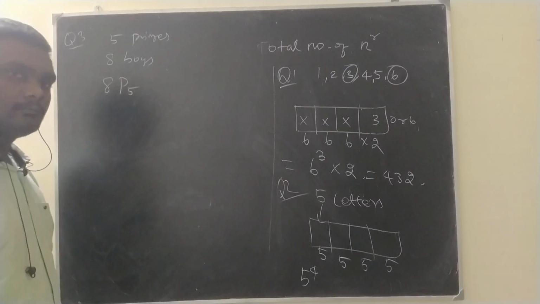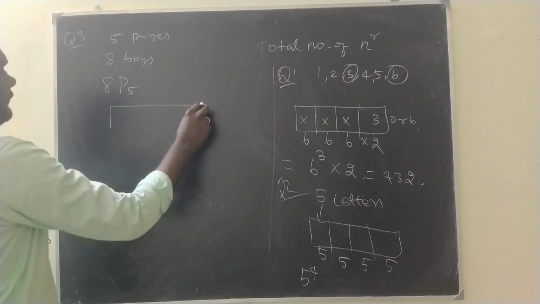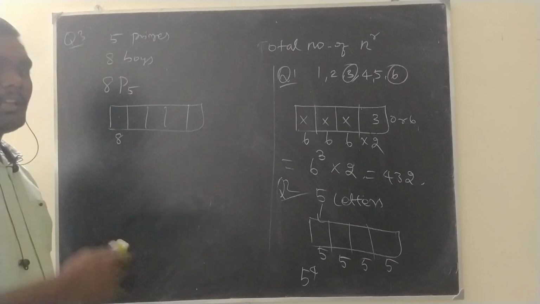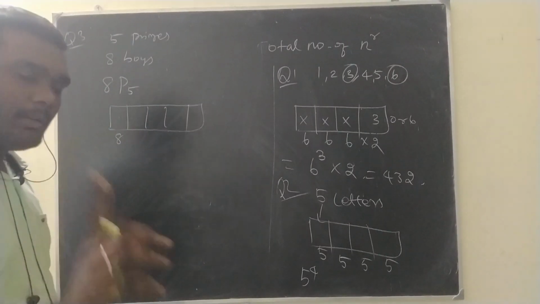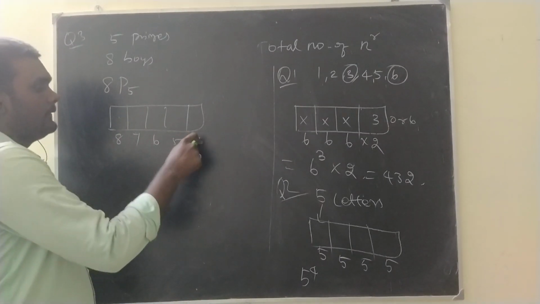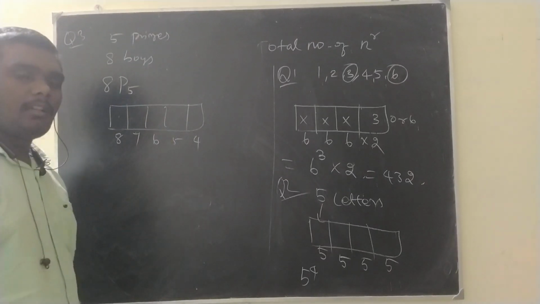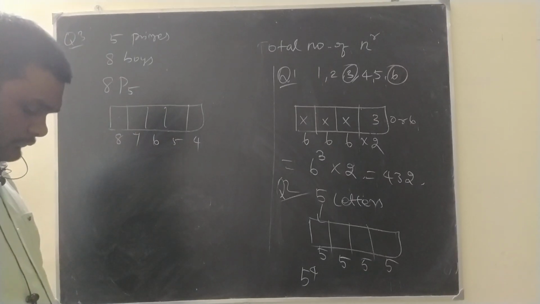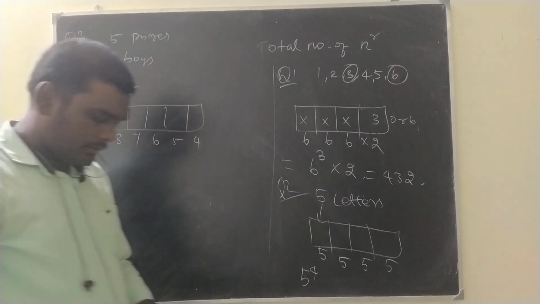Clear? How is it 8? Because there are 5 places. This one has 8 chances. Among 8, anyone can be given. Since they say only one boy should receive only one prize, repetition is not allowed. So 8, 7, 6, 5, 4. So this one is 8P5, option A. Okay. Next, question number 3.